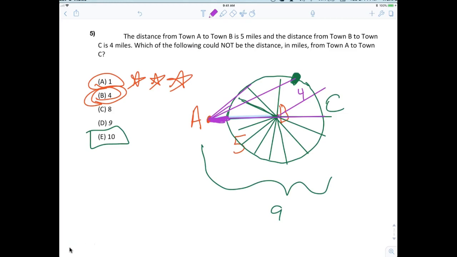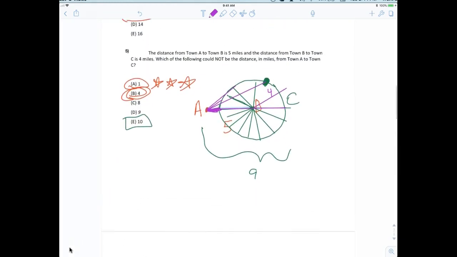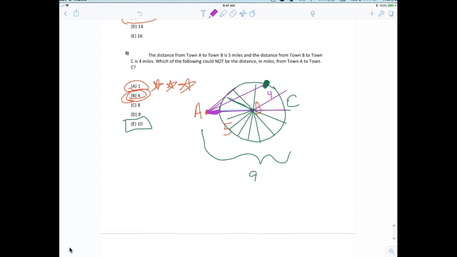You'll be a lot better this year. I thought it would be 4, because B to C is already 4. But it says from A to C. That's your mistake. Yeah, but B to C is already 4, so how could it be 4?